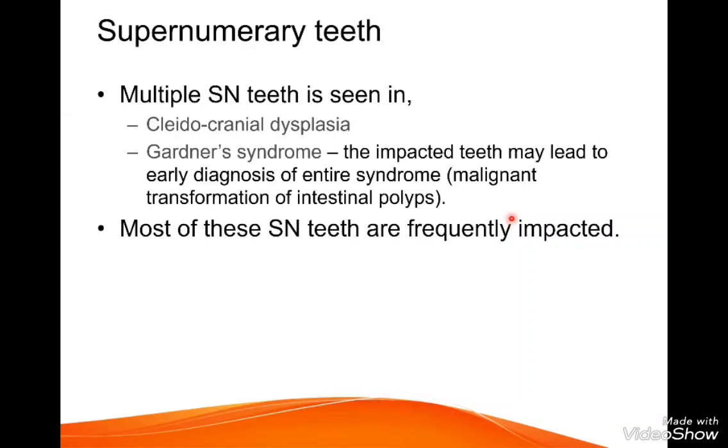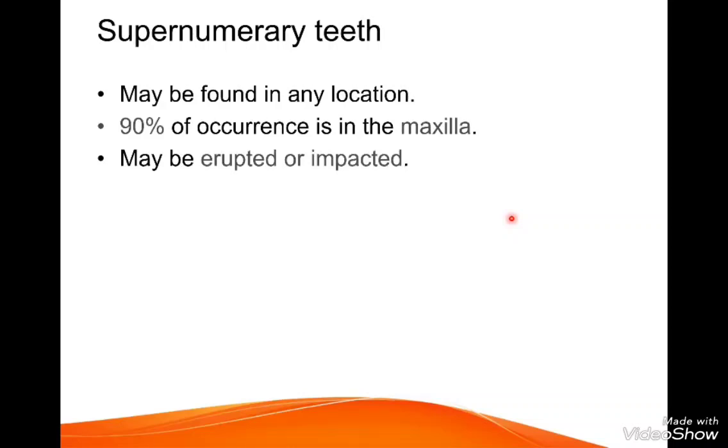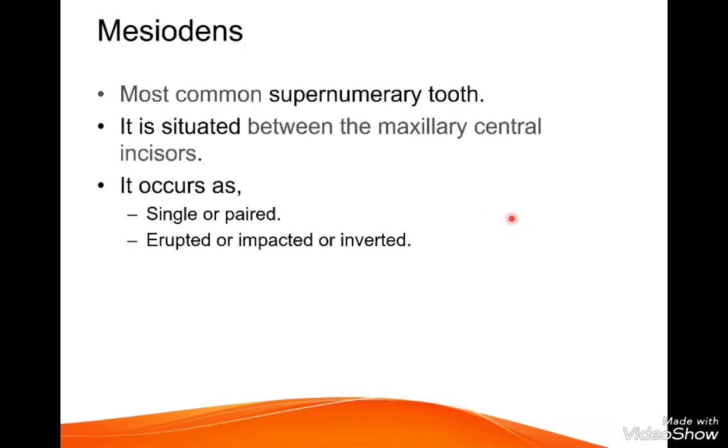Multiple supernumerary teeth are seen in conditions like cleidocranial dysplasia, Gardner syndrome, where you can find multiple impacted supernumerary teeth. So, when you identify a patient with multiple impacted supernumerary teeth, you can suspect Gardner syndrome, because Gardner syndrome patients have a high malignant transformation rate of intestinal polyps. So, oral cavity plays a major role in diagnosing Gardner syndrome at a very early stage. And mostly supernumerary teeth are impacted, as I had mentioned. It can be found in any location, but 90% of the cases reported are in maxilla.